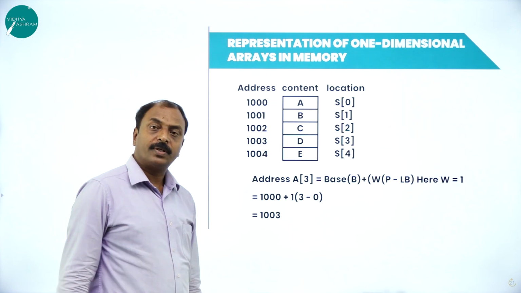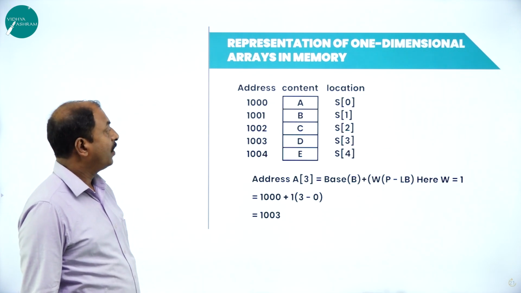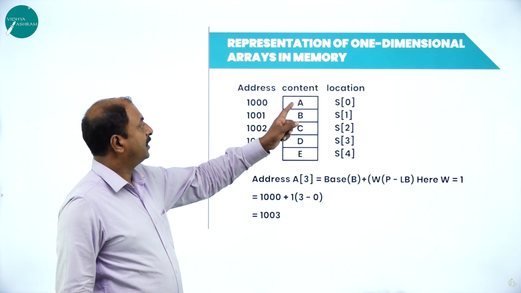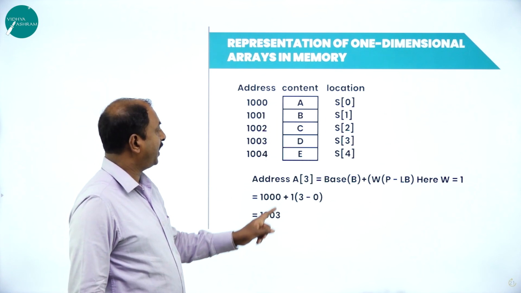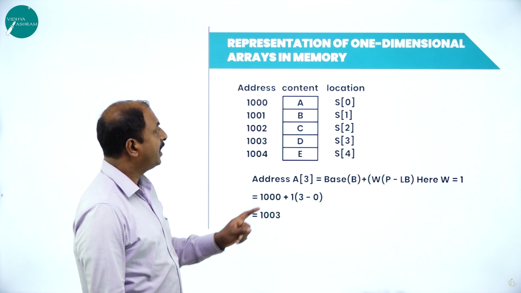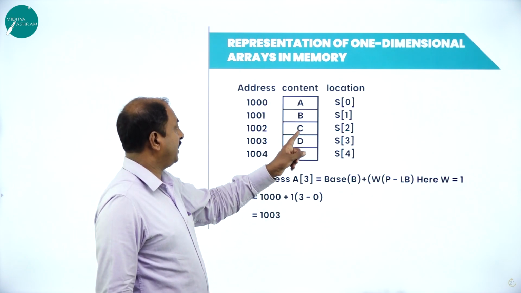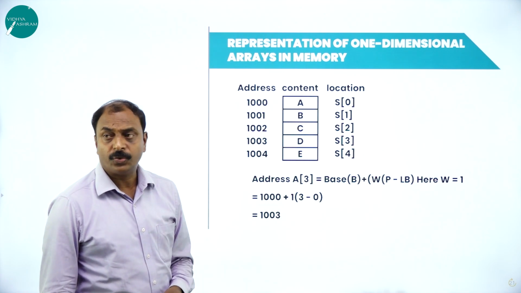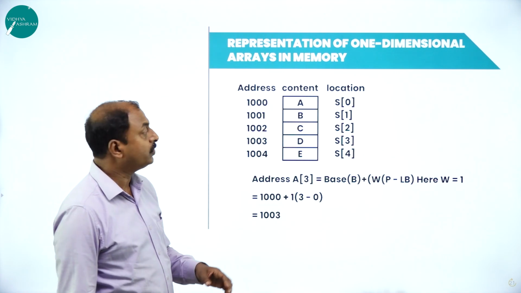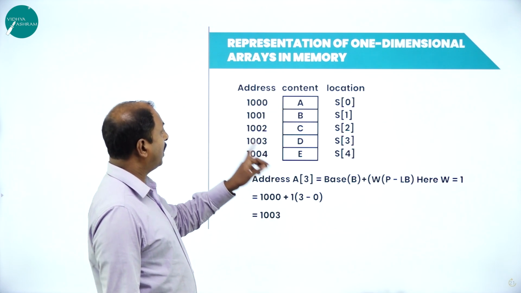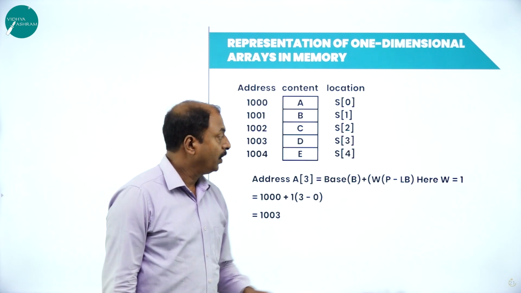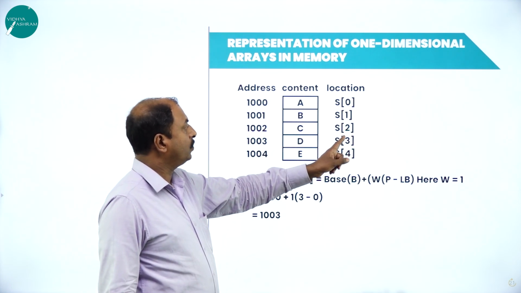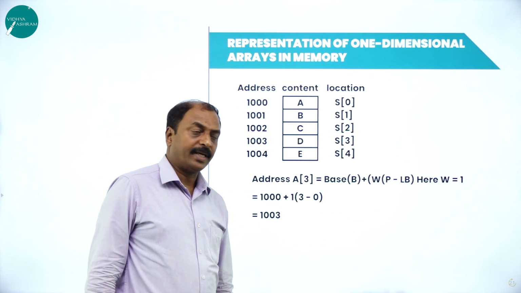Now let us look at the example here. This is the name of an array. A is the name of an array, and here these elements A, B, C, D are the elements. Here in a one-dimensional array, as I told you, we can store the values either in one column or in one row. So here 0, 1, 2, 3, 4 are the index.